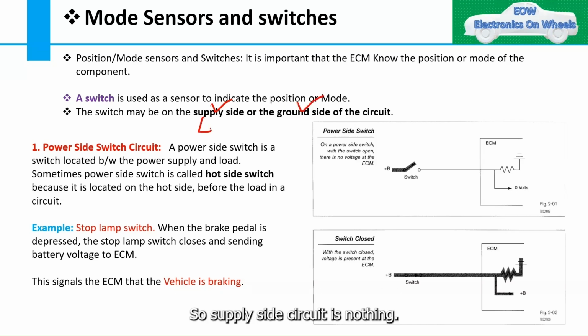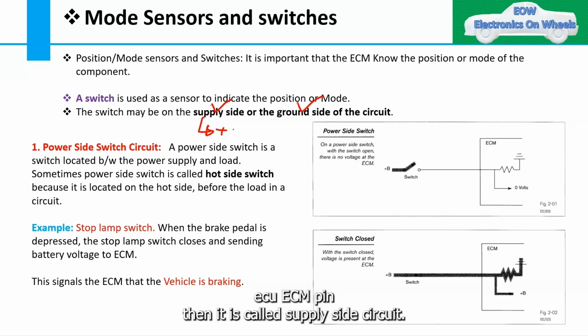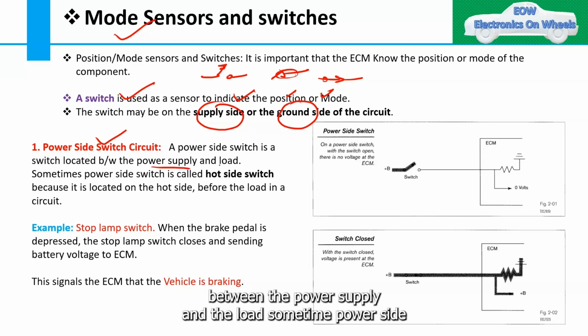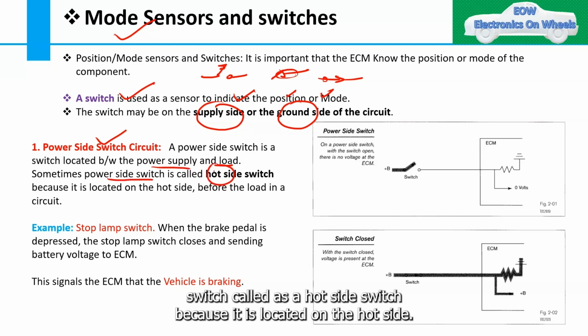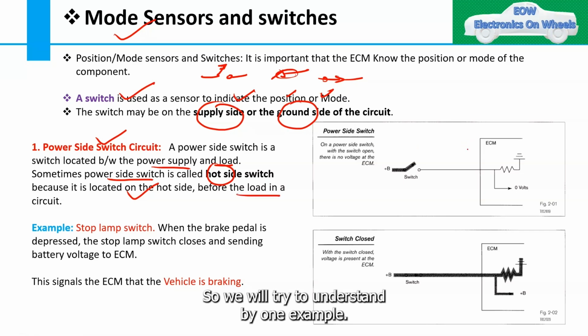The supply side circuit is nothing but if the supply is going to the particular ECM pin, then it is called a supply side circuit. A power side switch circuit is a switch located between the power supply and the load. Sometimes the power side switch is called a hot side switch because it is located on the hot side, or you can say it is located on the battery side before the load in the circuit. We will try to understand by one example.